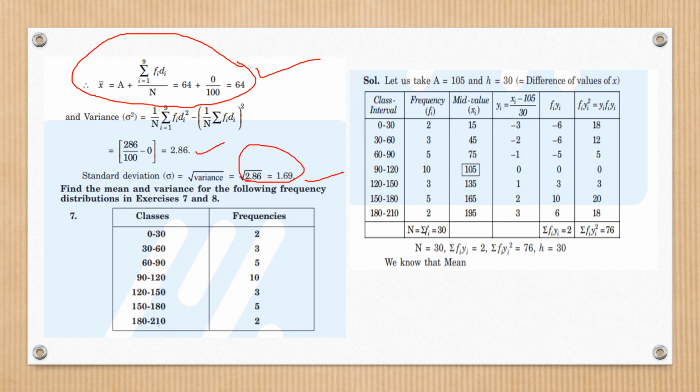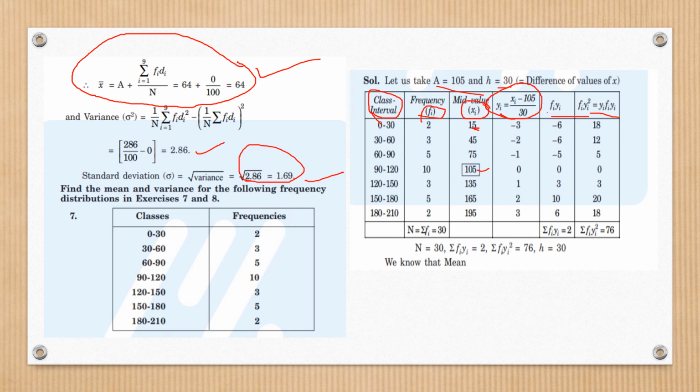Number 7 is again you have to find mean and variance for the following frequency distribution. Now these are the continuous ones, with class intervals. So see, these are the class intervals. This is your frequency, this is your mid values xi, right? This is 15, 0, 30, 15. Then yi is xi minus 105 upon 30, so xi minus a upon h, right? So a here is 105, taken as assumed, and h is 30, and you can calculate fi yi and fi yi square, right?